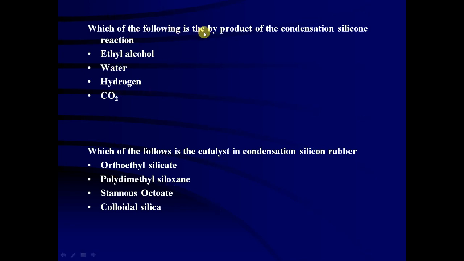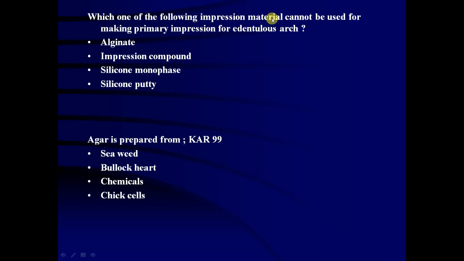Which of the following is the byproduct of the condensation silicone? Ethyl alcohol, water, hydrogen, or CO2? It's ethyl alcohol. Which of the following is the catalyst in the condensation silicone rubber? Orthoethyl silicate, polydimethyl siloxane, stannous octoate, or colloidal silica? It is stannous octoate. I have shown you in the reaction also. Which one of the following impression materials cannot be used for making a primary impression for the edentulous arch? Alginate, impression compound, silicone monophase, silicone putty? It's silicone monophase. Agar is prepared from seaweeds.